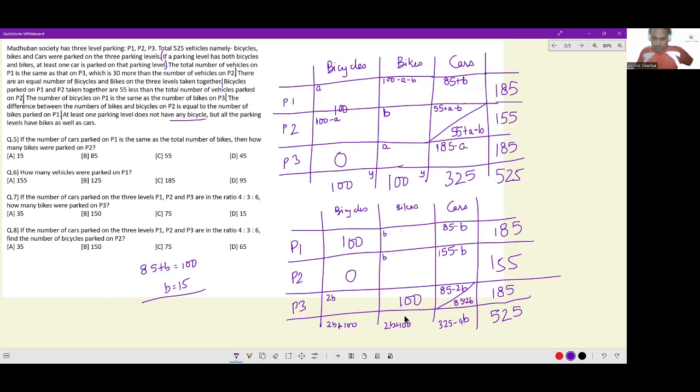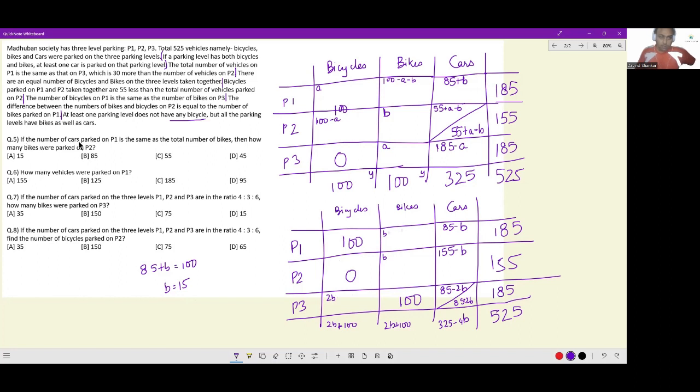In the second case, total number of bikes here is 2B plus 100, and here it is 85 minus B. So 85 minus B is equal to 2B plus 100, or 3B is equal to minus 15. B is the count of bikes. That cannot be negative. So the second case is not even valid. Only the first case is valid, and B is equal to 15. This is where we have to work.